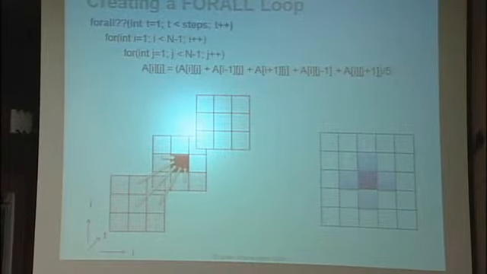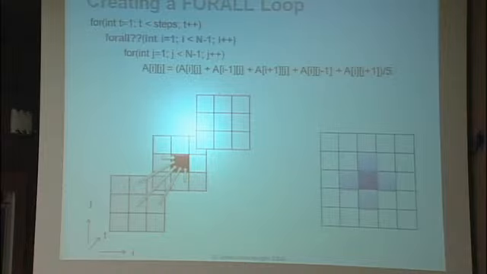Can you run each time step separately? No, because I am using these 3 values from the previous time step. So I can't run time step t equals 1 until t equals 0 is done, or t equals 2 until t equals 1 is done. Okay? So I can't parallelize this loop. Can I parallelize this loop?